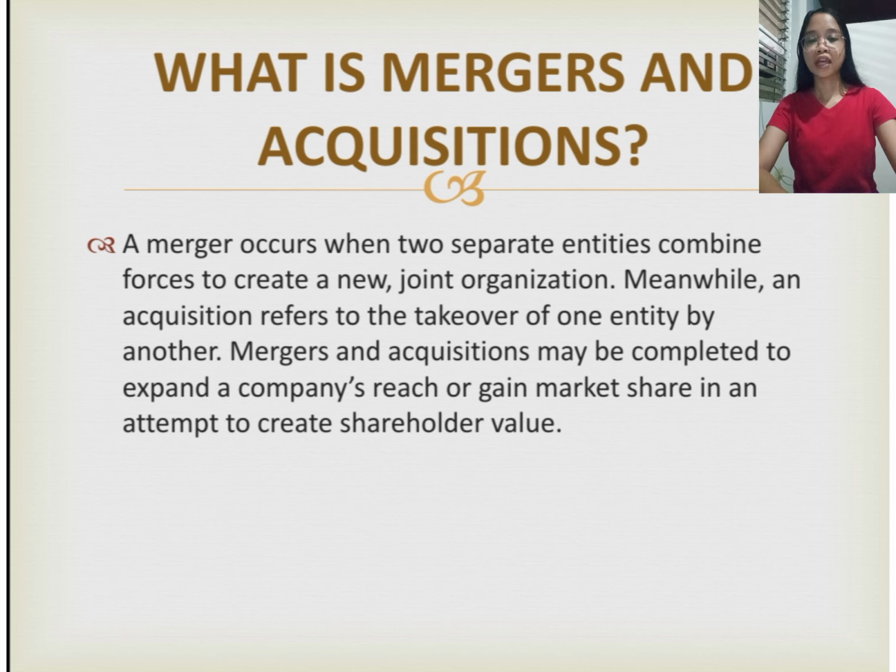So what is mergers and acquisition? A merger occurs when two separate entities combine forces to create a new joint organization. Meanwhile, an acquisition refers to the takeover of one entity by another. Mergers and acquisition may be completed to expand companies, reach or gain market shares in an attempt to create shareholder value. The two terms, acquisitions and merger, have become increasingly blended and used in conjunction with one another.